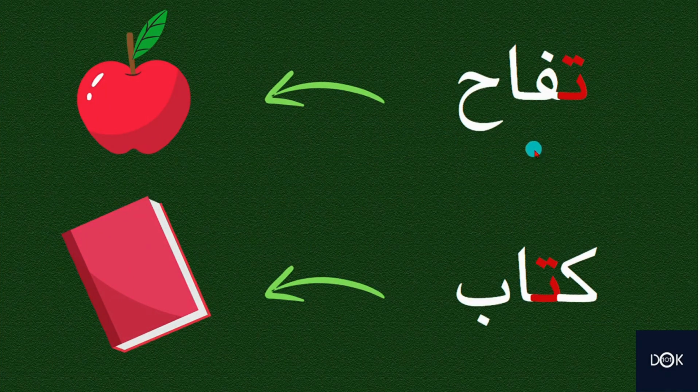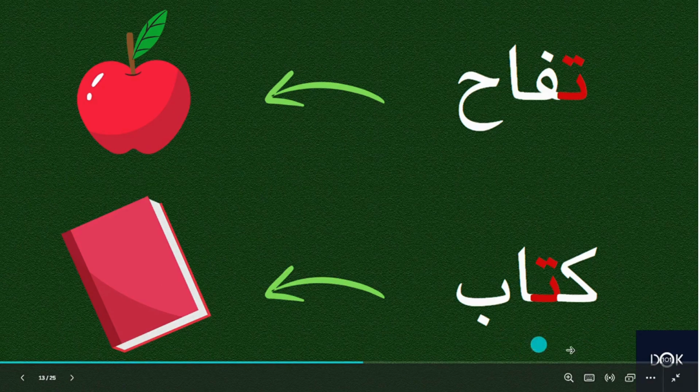Here the first example is tufah, tufah, which is an apple. We see that ta appears at the beginning of the word, and it is connected to the letter next to it. The next example is kitab, kitab, which is a book.